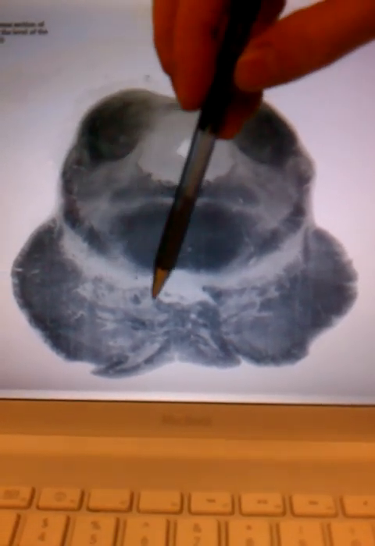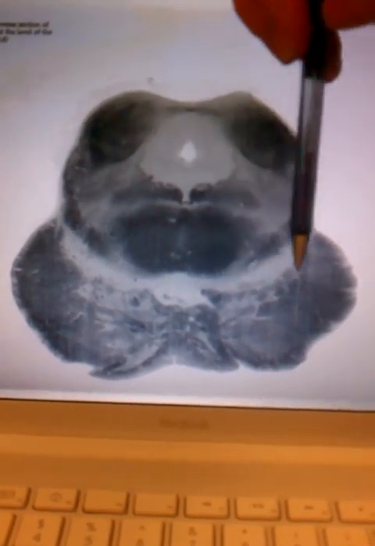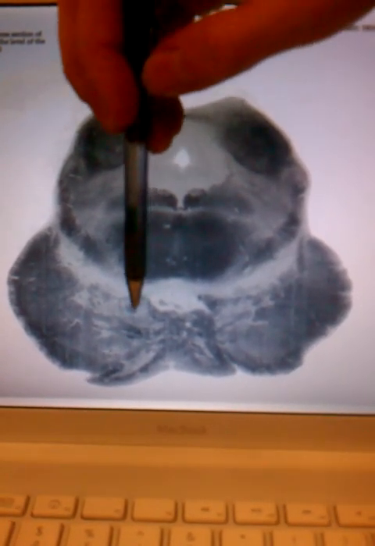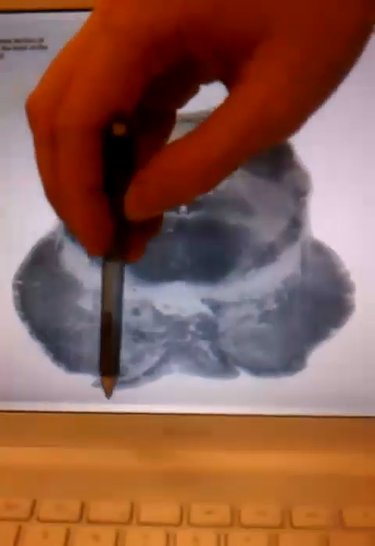Awesome. This white stuff down here, what's that? Substantia nigra. Yes, that is the substantia nigra. And this dark stuff down here is the cerebral peduncle, which is also known as the crus cerebri. Fantastic. And this random weird stuff in the middle, what's that? Pons. Yes, that's the beginnings of the pons.